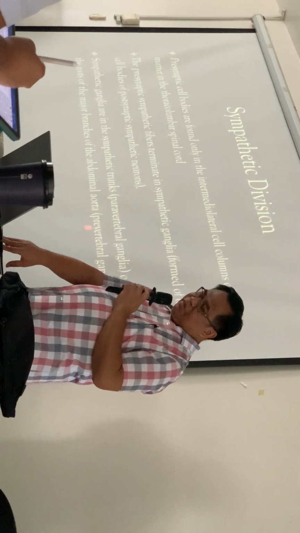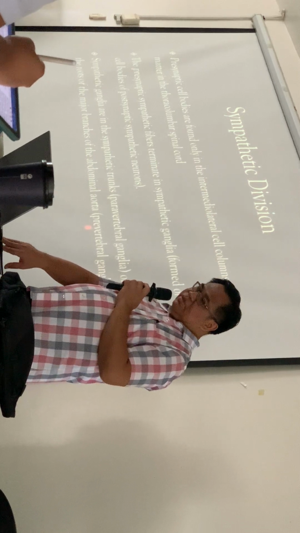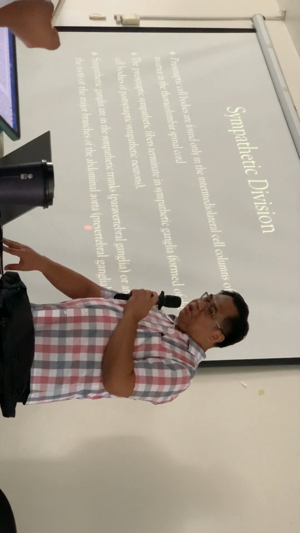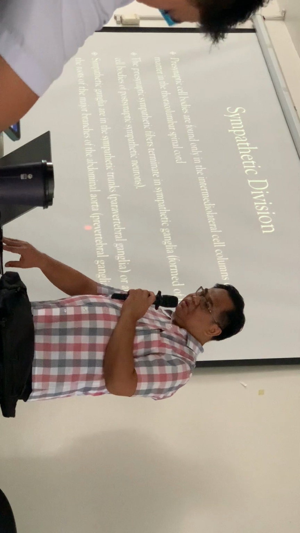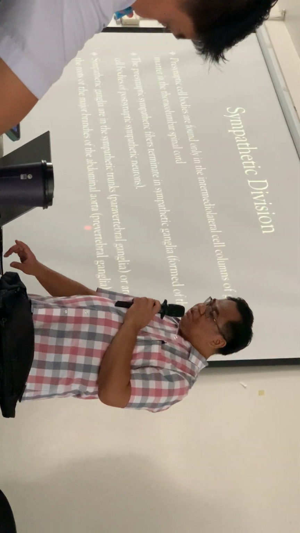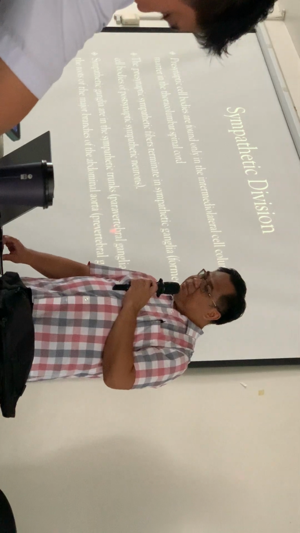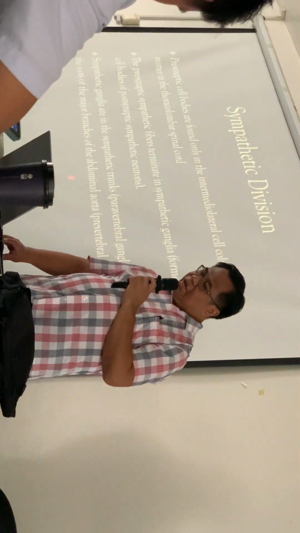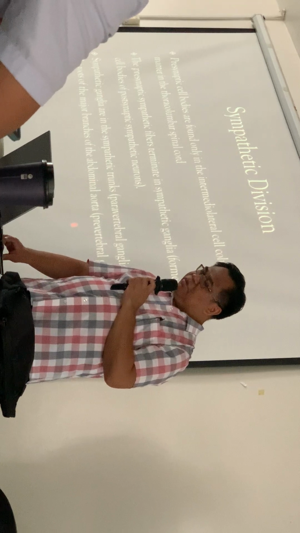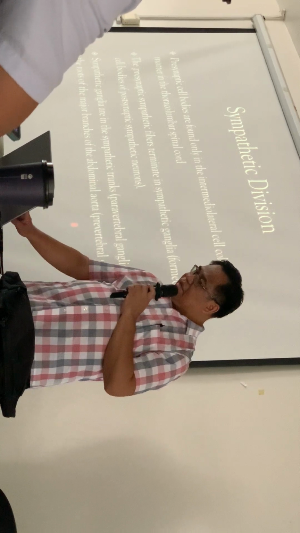Sympathetic ganglia are in the sympathetic trunks or around the roots of major branches of the abdominal aorta. So the sympathetic trunks are just beside the vertebral column. So another name for them is paravertebral ganglia. And those ganglia that are found near the aorta are called prevertebral ganglia.